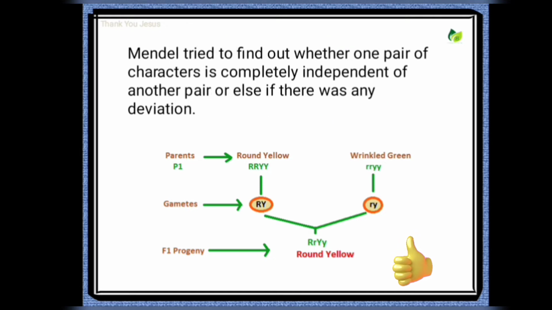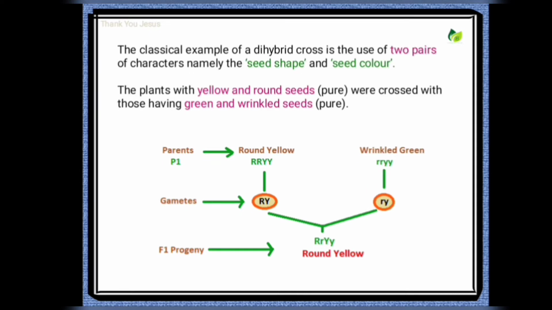Mendel tried to find out whether one pair of characters is completely independent of another pair, or whether there was any deviation. The classical example of a dihybrid cross is the use of two pairs of characters, namely seed shape and seed color. The plants with round and yellow seeds, which are pure, were crossed with those having wrinkled and green seeds. This is the classical example for dihybrid cross.